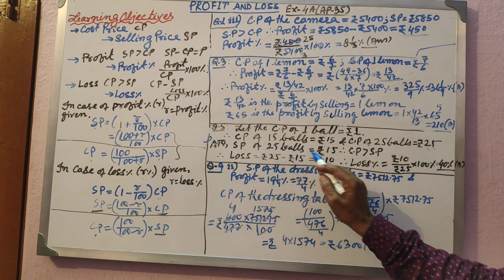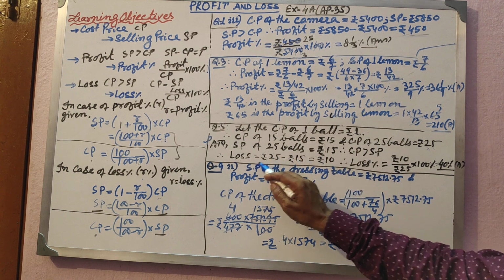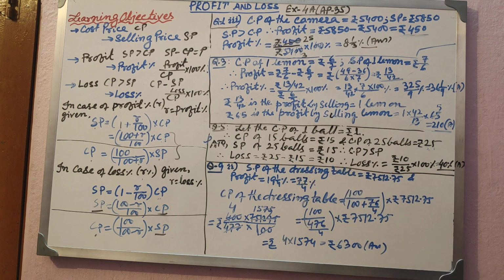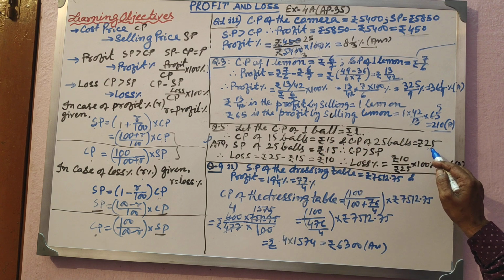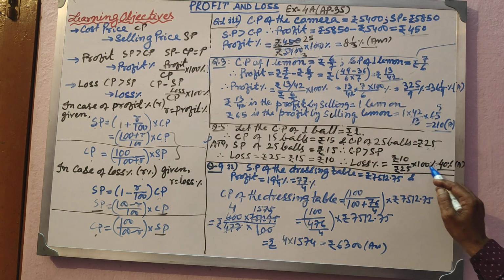Loss will be how much? Loss will be, since CP is greater than SP, rupees 25 minus rupees 15, which is rupees 10. Loss percentage will be rupees 10 by CP. CP is equal to 25, so rupees 10 by rupees 25 into 100%, which is equal to 40%. I hope you have understood it. Go through this sum. It's a very interesting sum.